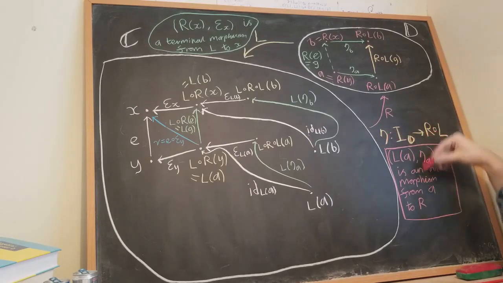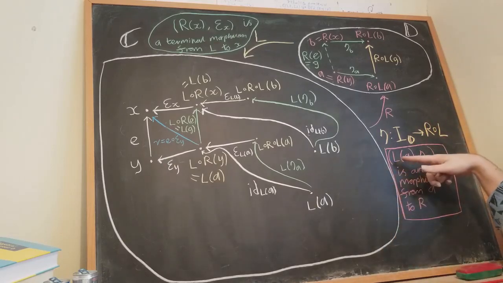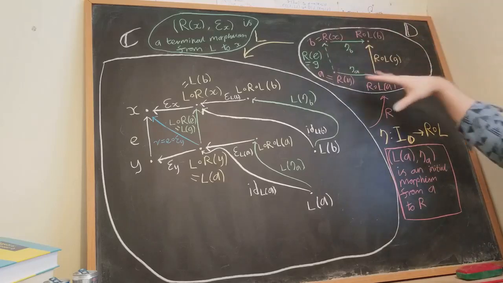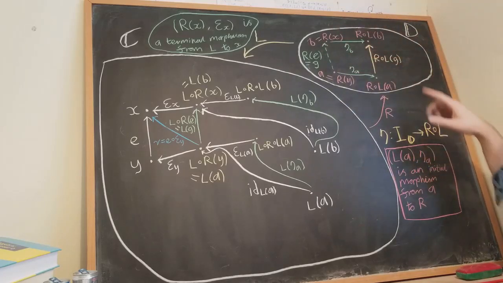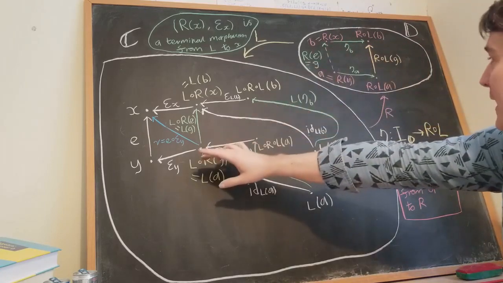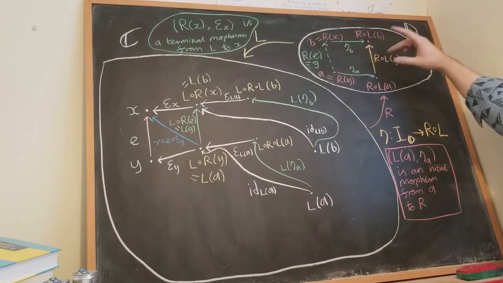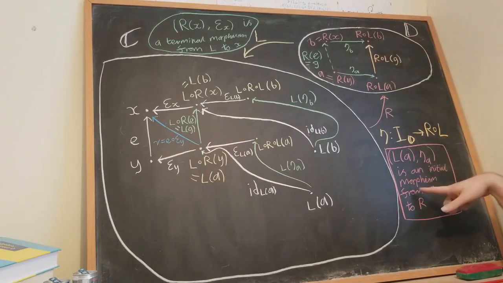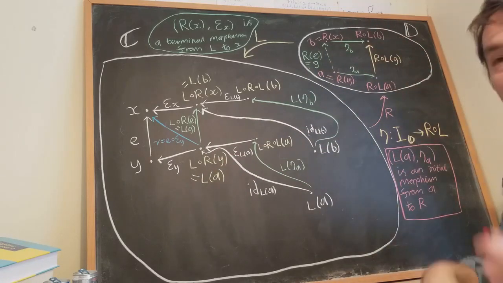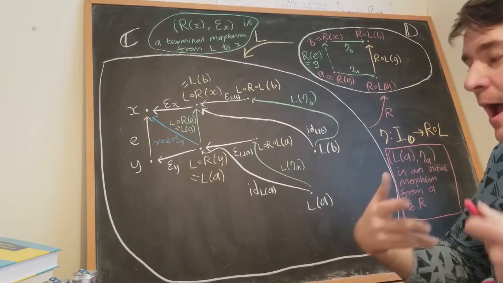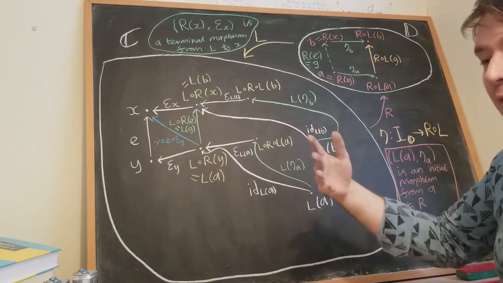And this is perhaps the most remarkable fact of all, which is that if we have an object A in this category D, then L of A, which is going to be this object over here, together with eta A, actually is going to be an initial morphism from A to this functor R. Okay, so it's really a kind of anti-symmetric situation going on. And all this stuff gets implied.